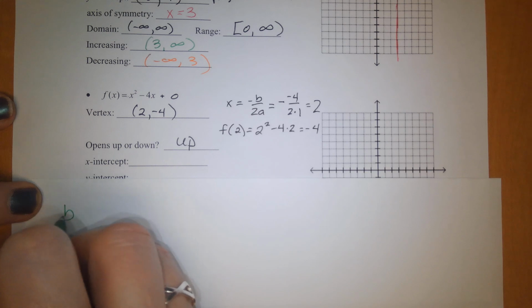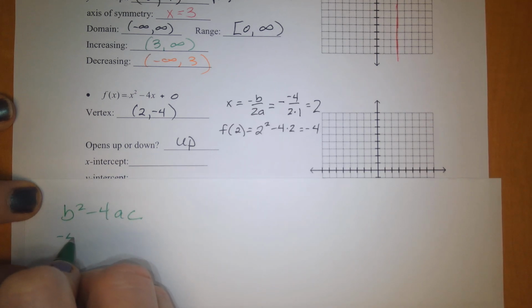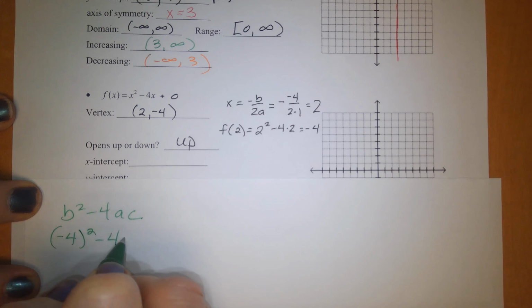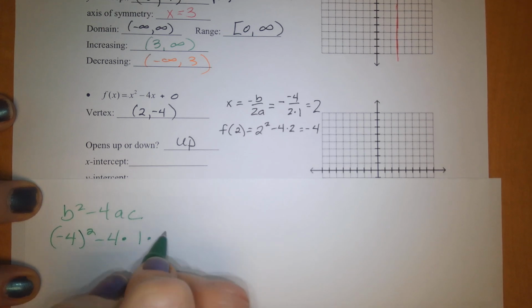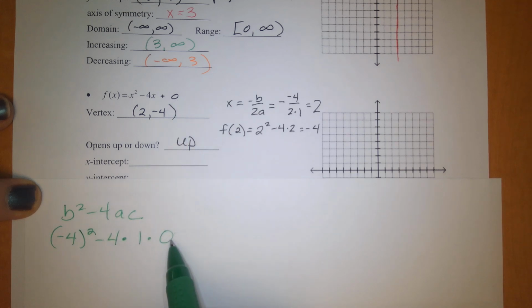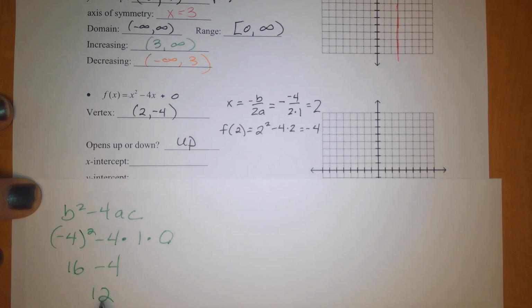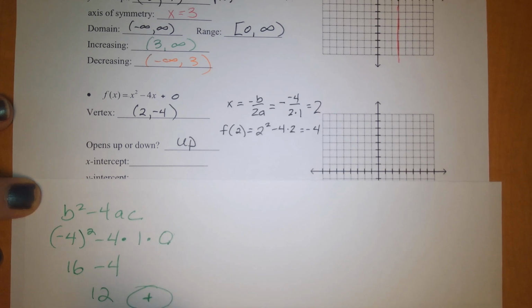Remember, the discriminant is b squared minus 4ac. So b is negative 4 squared minus 4 times a times c. This is where it's good to put the 0 in for c, so it's obvious there is a c and it is 0. So we have 16 minus 0, which is 16, and since that is a positive number, that means we will have two real solutions.